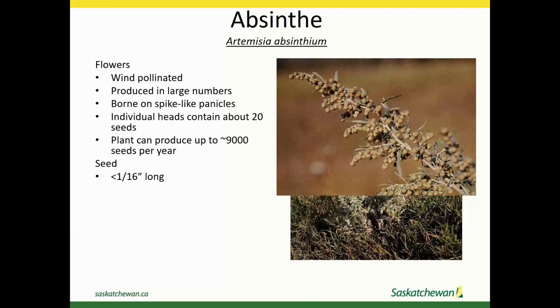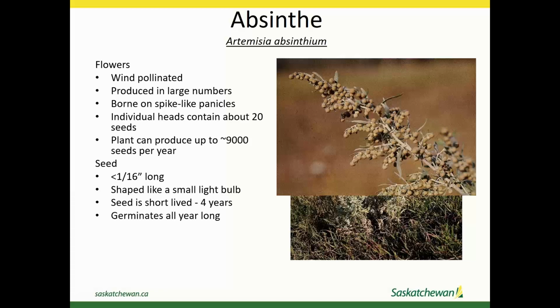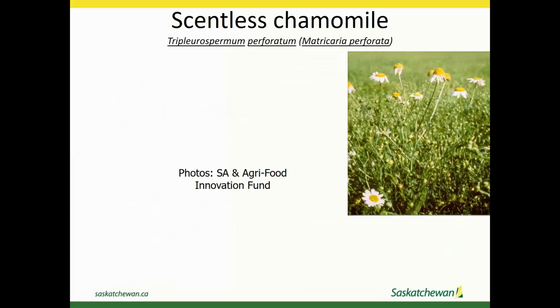Seed is very small, less than 1/16 of an inch long, shaped like a small light bulb, and the seed is short-lived, only about 4 years in the soil. So if you can control these plants in an area for 4 years, you've pretty much got it licked. And seeds germinate all year long and over a wide range of temperatures, so anywhere from early spring to late fall and anywhere in between.